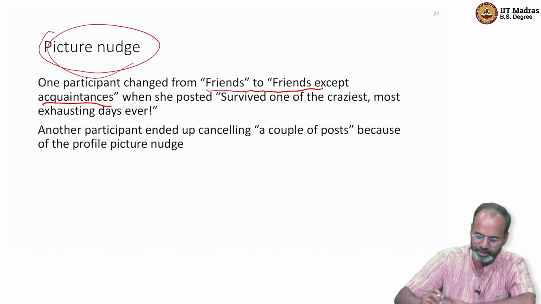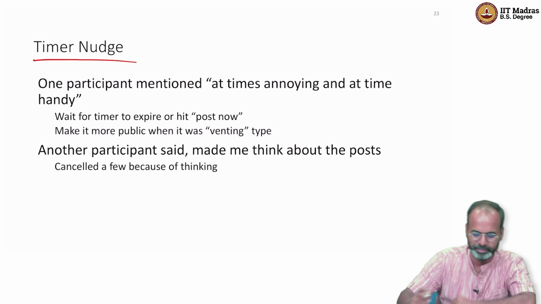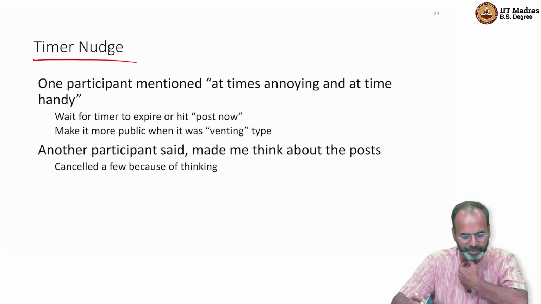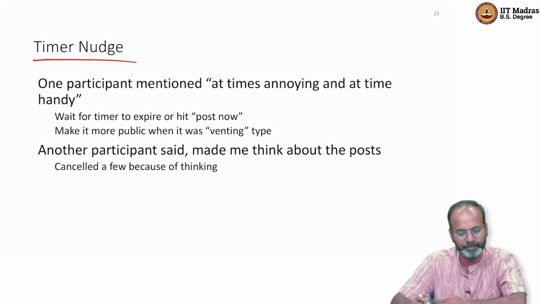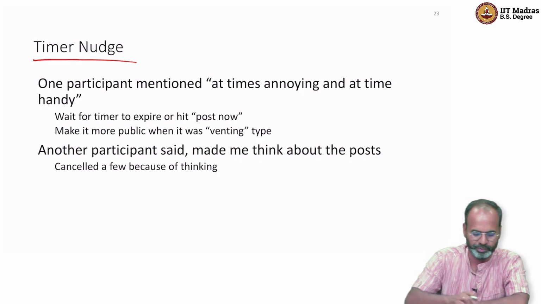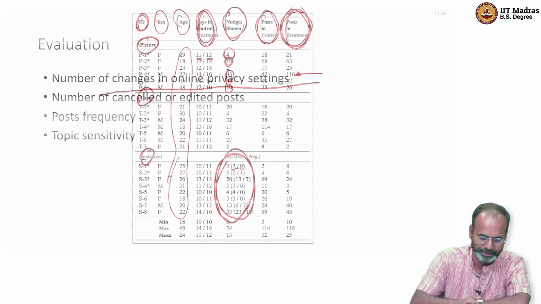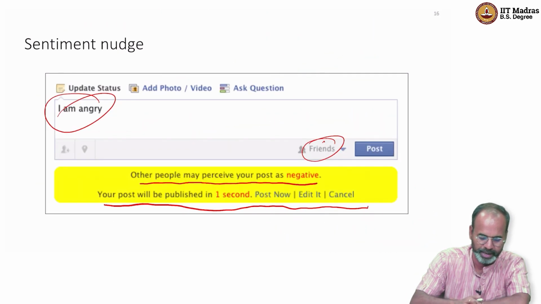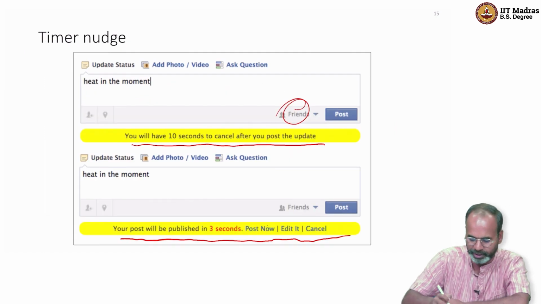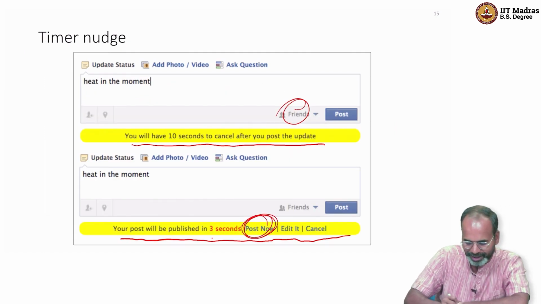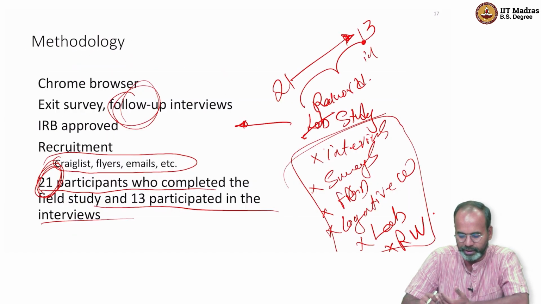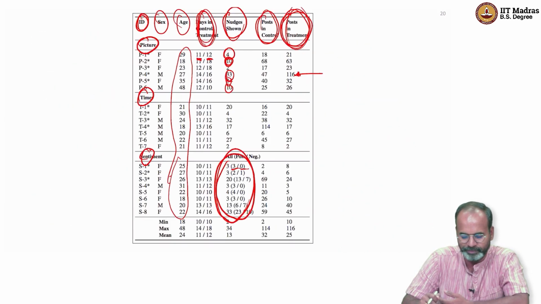So these are conclusions from the picture nudge. Now we are looking at observations from the timer nudge. At times annoying and at times very handy. Wait for the timer to expire or hit post now. Right? If you remember the timer nudge, it actually says post now also is given at this point in time itself. You don't really wait for that 10 seconds. I just say post now and move on, because I know that the post that I want to do, I really want to do the post.